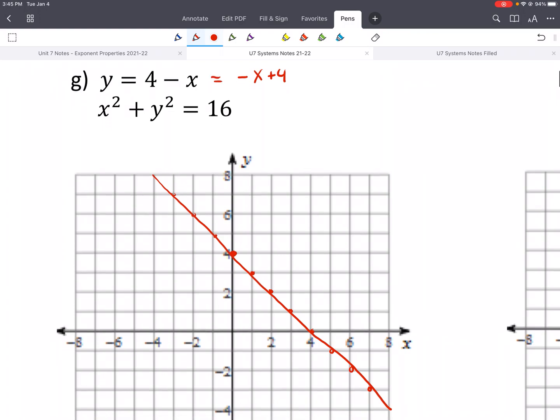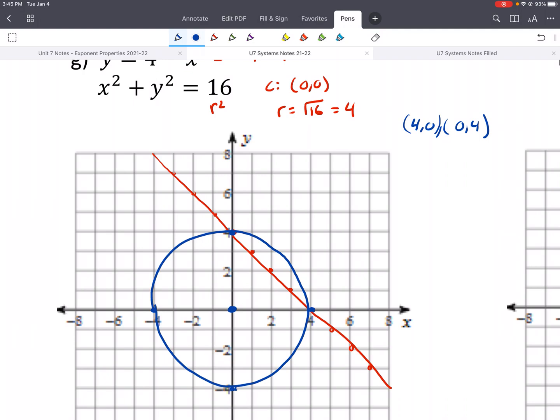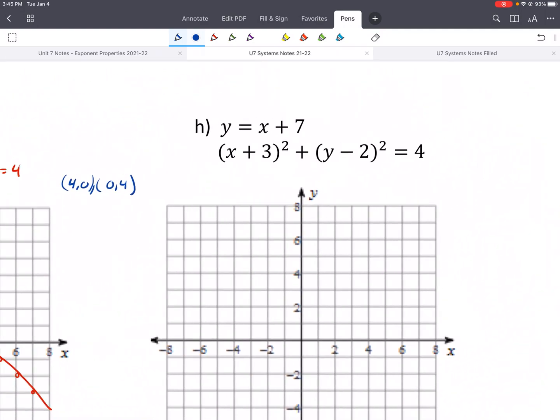All right, and now we have a circle equation. So again, we want to find our center. Our center here would be 0, 0, and a radius of the square root of 16. So remember, this is r squared, so our radius is 4. So we'll plot our center, and then we'll go 4 north, or up, down, left, right. And it looks like we have, that's a really bad circle. That's not great either, but okay. So we see our intersections. One would be 4, 0, and 0, 4. Okay, so if you want, pause, give this one a try if you'd like.